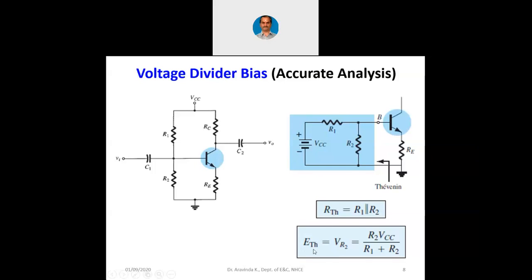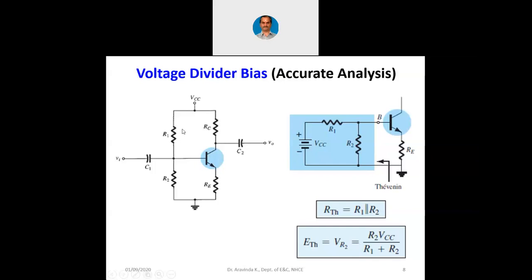Now, Boylestad calls this voltage at the base as ETH, whereas in the Malvino book, he simply calls it VBB, the voltage at the base. We can have the same convention also, or here we can call it E Thevenin. Equivalent Thevenin voltage is nothing but the voltage across R2. The voltage at the base itself is the voltage across R2, that is nothing but R2 into VCC divided by R1 plus R2.